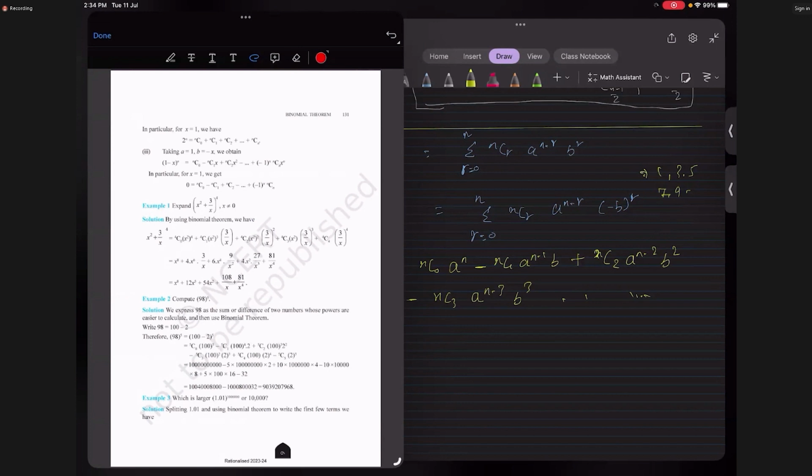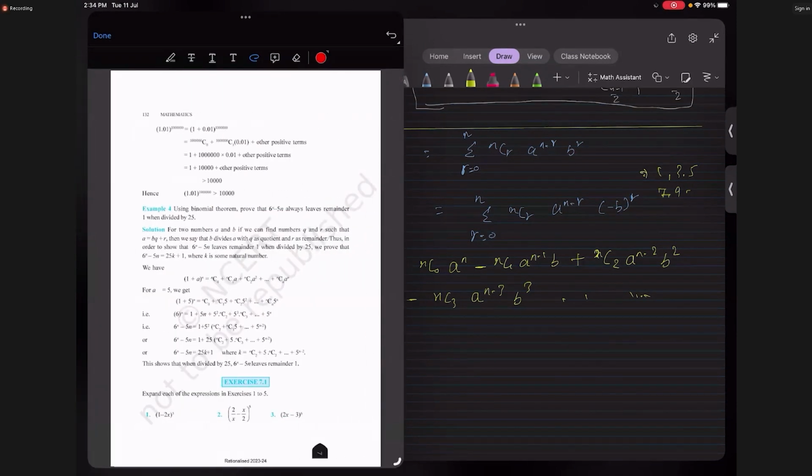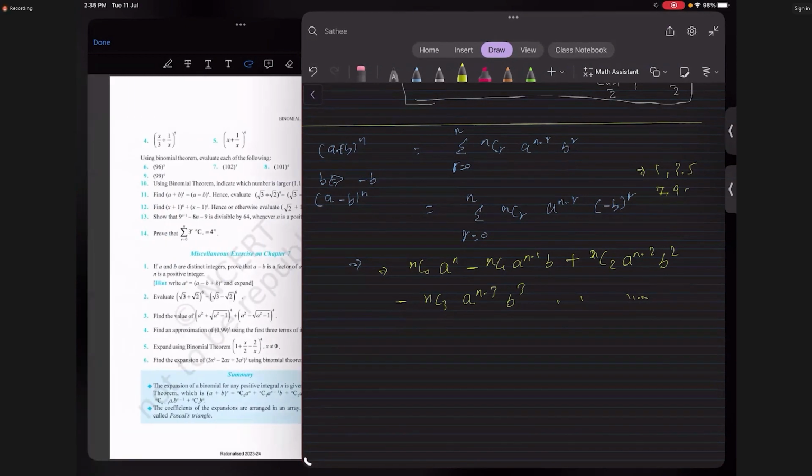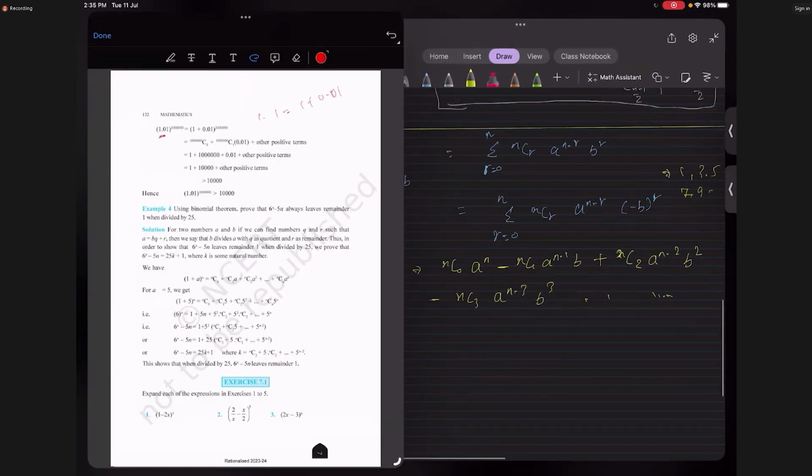Now there are some other smaller applications of this binomial extension, like you can see in this example which is a larger value. So here they just converted this 1.01 as 1 plus 0.01, and by binomial extension we can compare which one is greater, okay. So these are some applications that will be seen in this chapter as well as in the exercise part, okay. So if we start with the exercise part now, then let's say we expand the second question, okay.